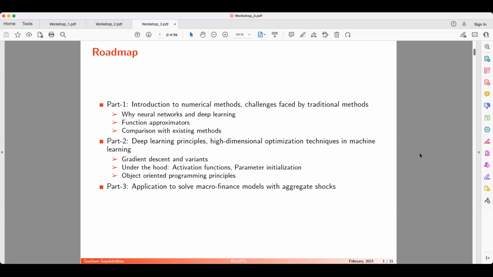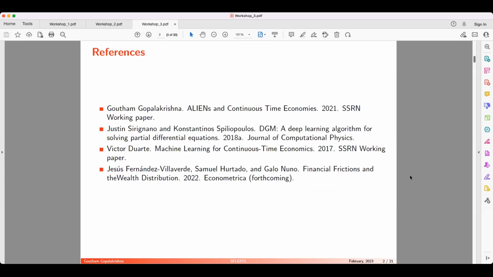Yeah. So the past two sessions, we saw an introduction to numerical methods, particularly about deep neural networks and what deep learning is about and how it's useful as function approximators. We compared it with different existing methods and we learned some optimization techniques in high dimension. And we're going to use the tools that we saw in the past two classes to solve a macrofinance model with aggregate shocks today. So here are the references.